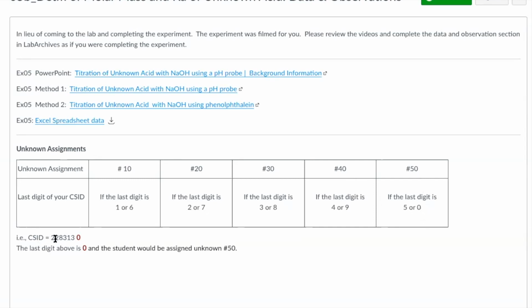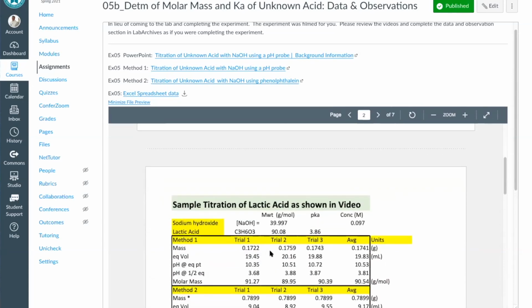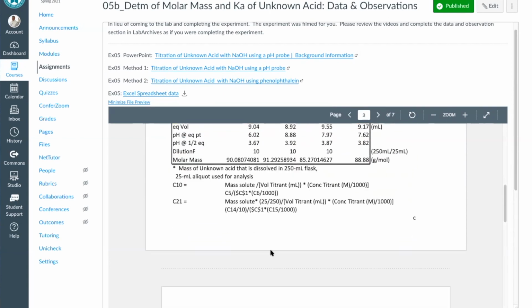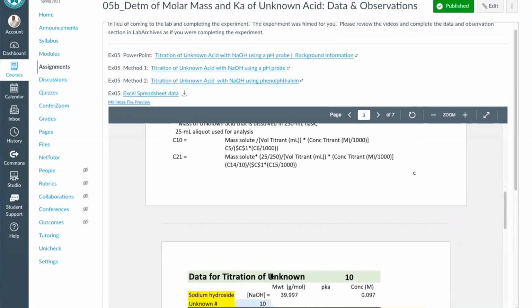So this might be a CSID. Look at the rightmost digit, and that rightmost digit determines what unknown you guys are assigned to. Okay, so let's take a look at the data. Okay, these are possible acids. Again, this is the data for lactic acid, and these are some Excel equations that you guys can use if you want.